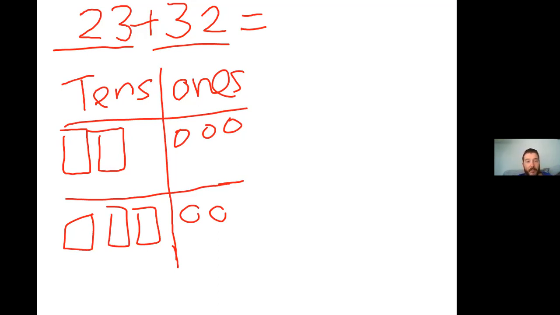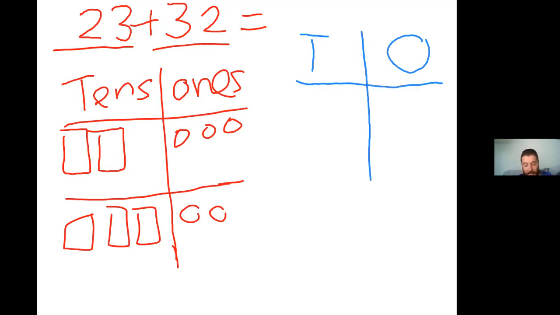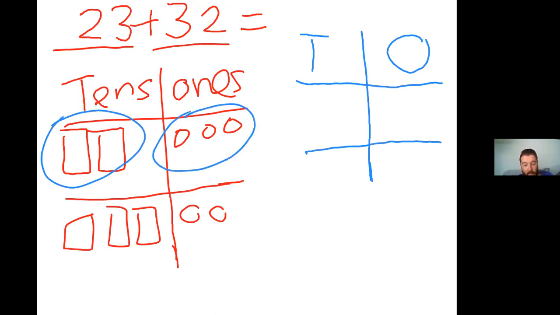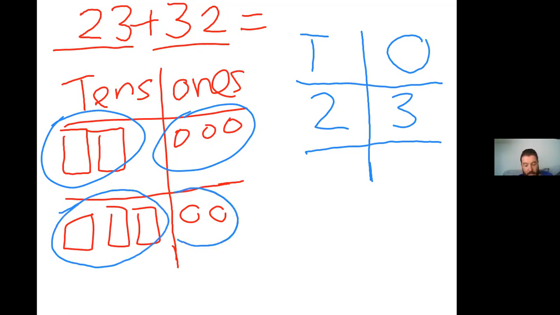Now, we can do this in another way with column addition. Okay. Now, it's pretty much exactly the same. So we have a tens column. I'm just going to put a T for tens, and a ones column. I'm going to put an O for ones. And instead of drawing the tens and ones, we just draw the numbers. So here we've got 2 tens and 3 ones. And here we've got 3 tens and 2 ones.